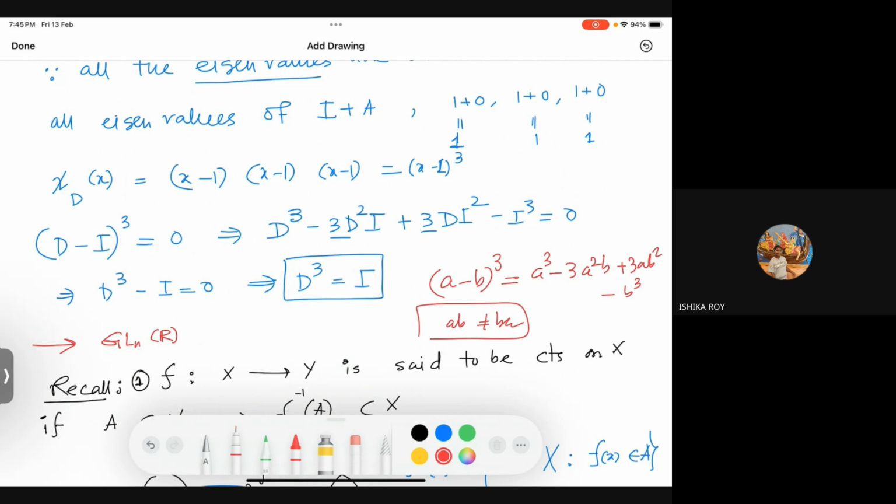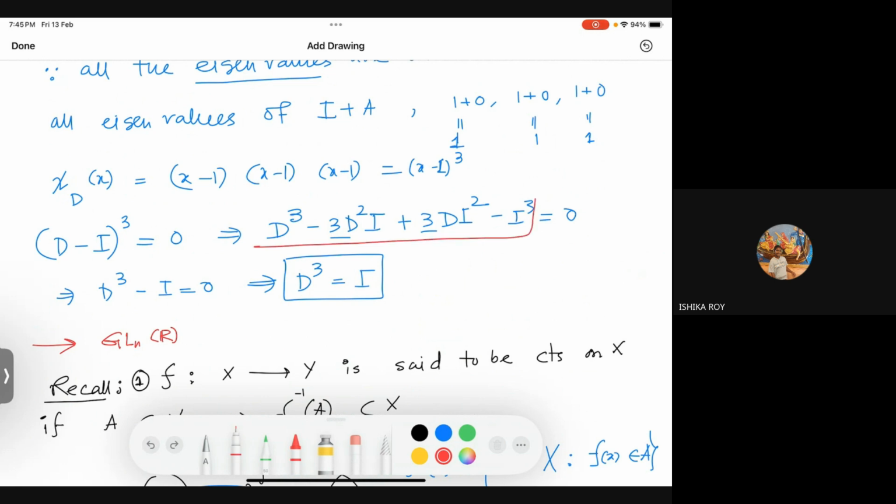In general it is not true, but here I applied this formula. How? Why am I able to apply this formula here? Sanchali? Think. So this is my A and this is my B.